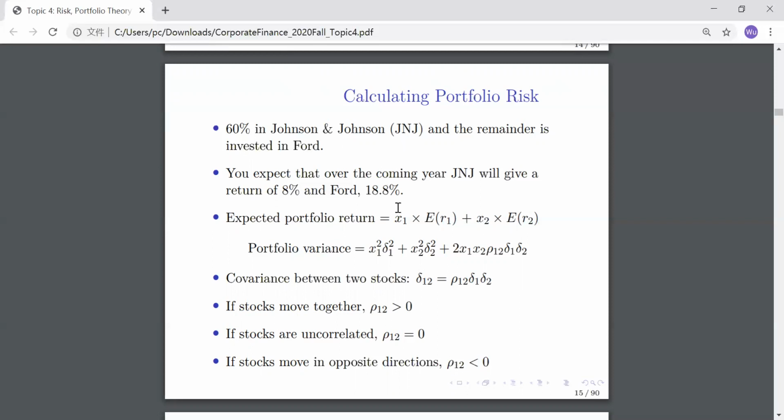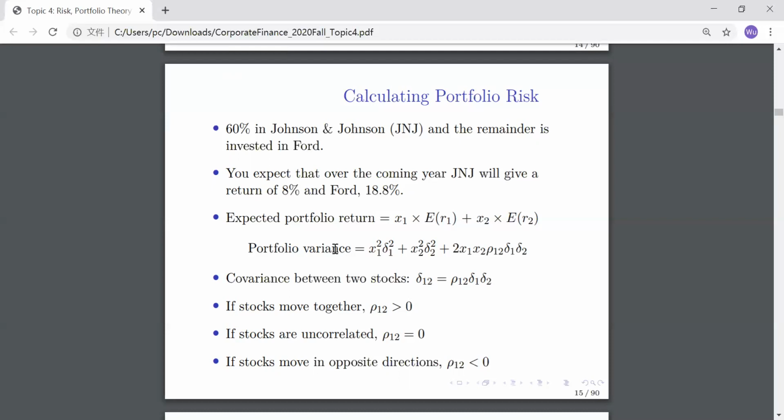The expected portfolio return, therefore, can be calculated as the weighted average of the expected returns of these two stocks, right? Now, we can also calculate portfolio variance. This is the formula for portfolio variance: x1 squared, delta 1 squared. Delta is the standard deviation, delta squared is the variance, right? Now the important thing here is this rho 1,2. Rho 1,2 is the correlation coefficient. Basically, we can simplify this equation by calculating the covariance between the two stocks, which is delta 1,2, which is rho 1,2 times delta 1 times delta 2. So this is the covariance between the two stocks.